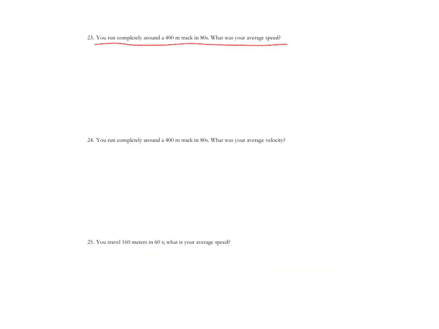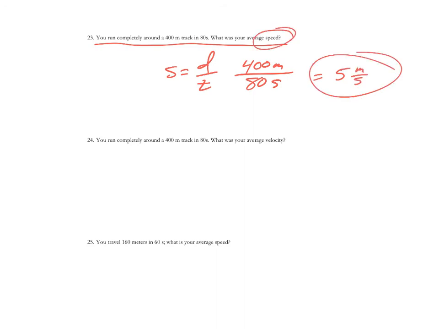Alright, average speed, so I need to know distance. Speed equals distance over time. Distance is 400 meters. Time is 80 seconds. You would think I could do that in my head, but I can't. It's late and I'm tired. That's 5. Hello. 5 meters per second. And since it's speed, we just leave it alone.